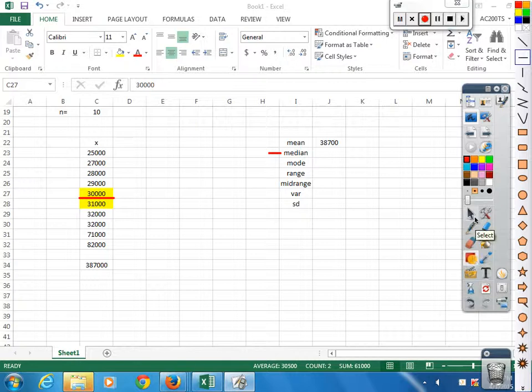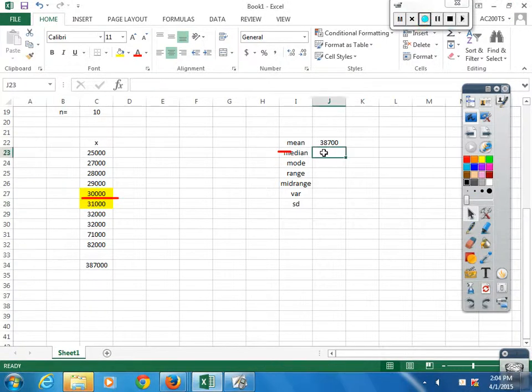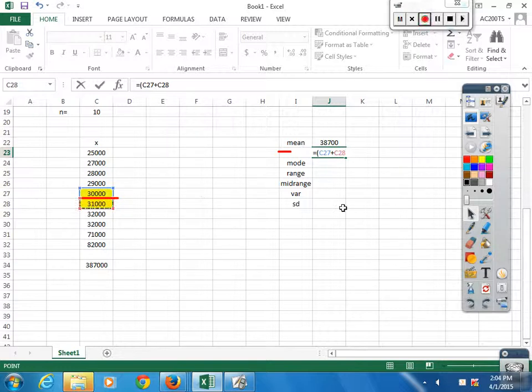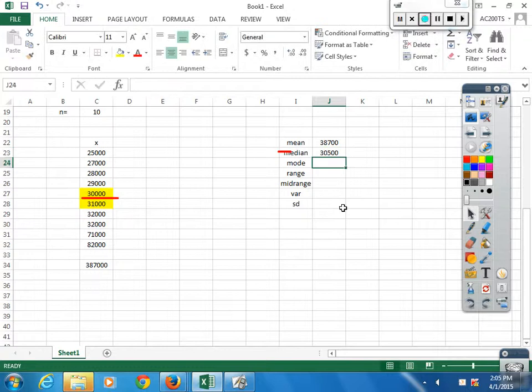So, what is it? It's going to be equal to, parentheses, this guy plus this guy, close parentheses, divided by 2. Why did I do parentheses in there? So it would know there is a numerator and a denominator. If you don't put the parentheses, it's going to take the 31,000 divided by 2 and add 30,000 to it. And there is your median. Mode is 32,000.